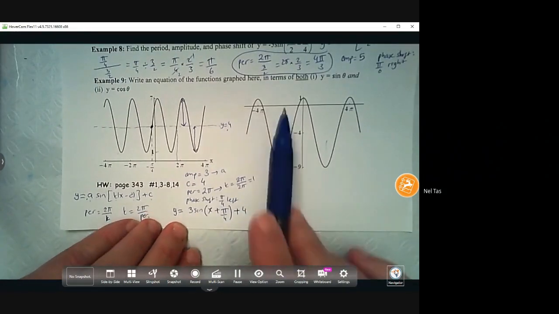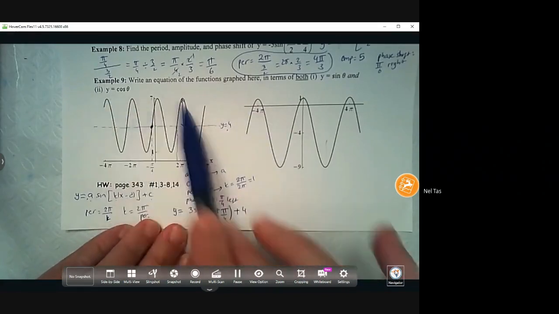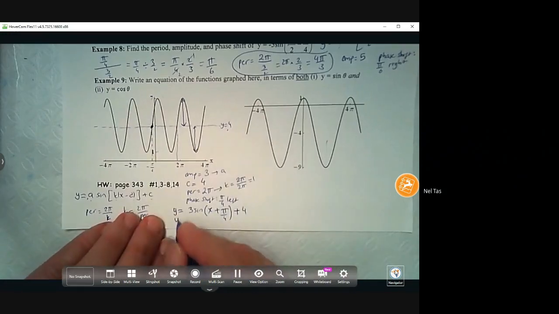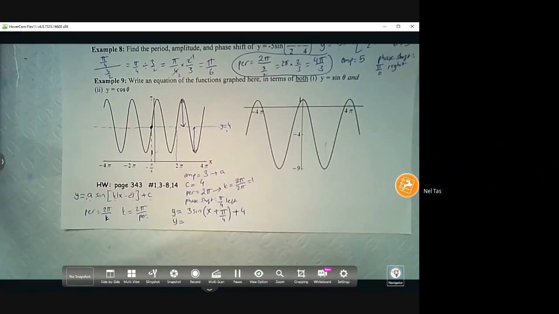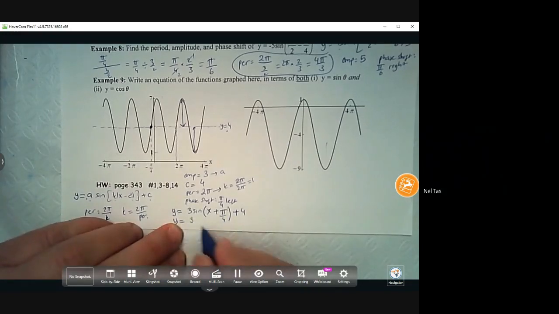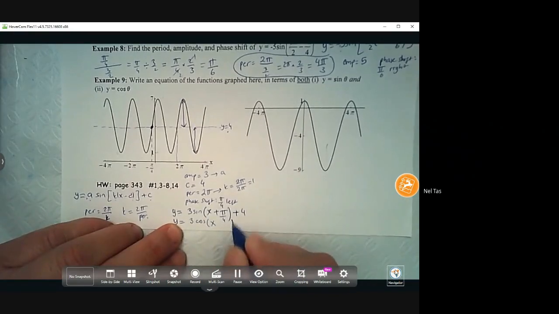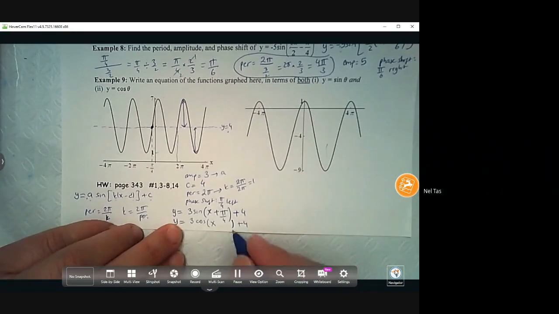We also need to write the same graph with the cos equation. So when you are doing that, the A value, K value, and C value will remain the same. The difference will be only the phase shift, the D value will be different. So I know that I'm going to put 3 here, cos, K value is 1, x. So the only difference will be again the phase shift.